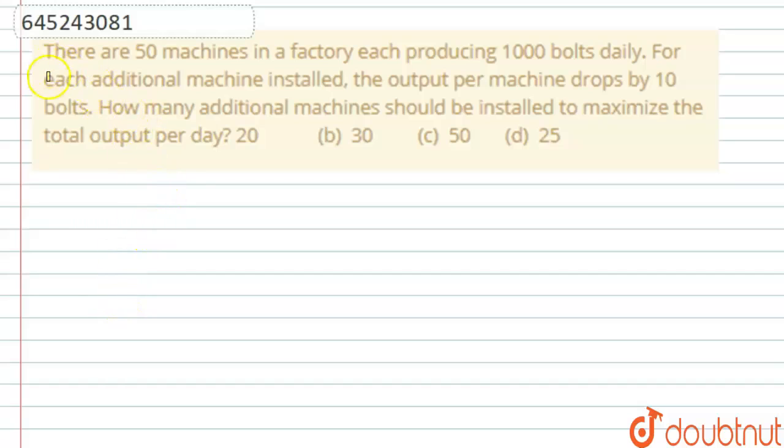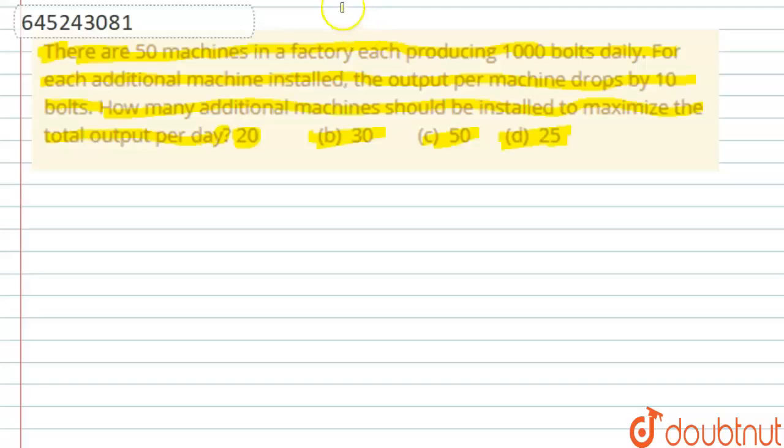Hello everyone, let us start this question. This question says that there are 50 machines in a factory, each producing 1000 bolts daily. For each additional machine installed, the output per machine drops by 10 bolts. How many additional machines should be installed to maximize the total output per day? First option is 20, second option is 30, third option is 50, fourth option is 25. Now we need to find the appropriate answer.